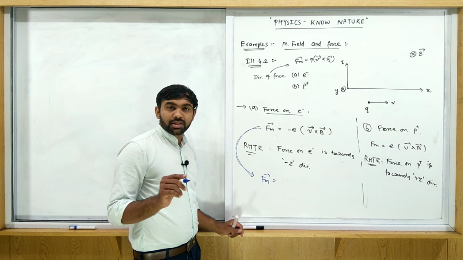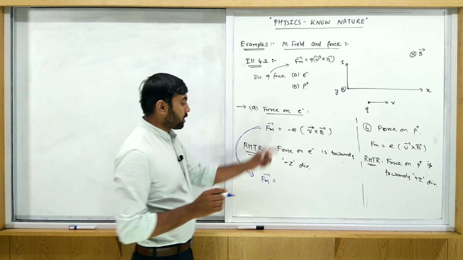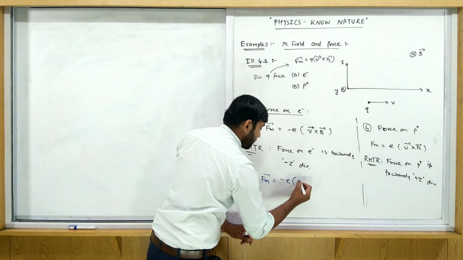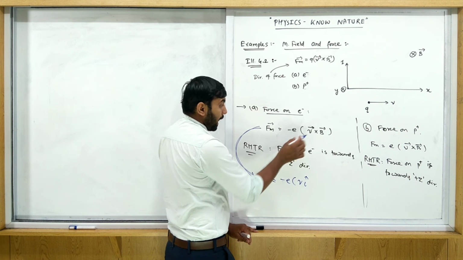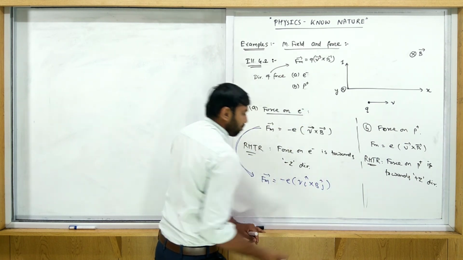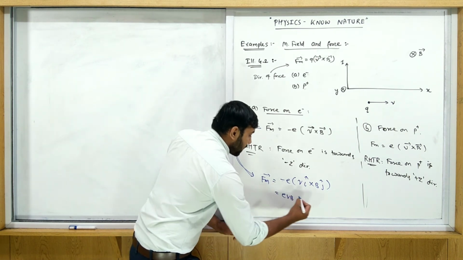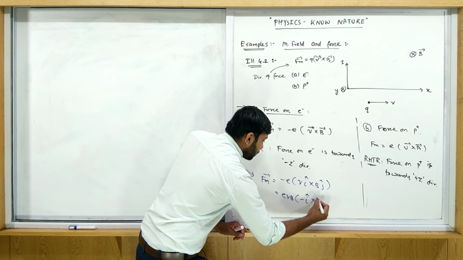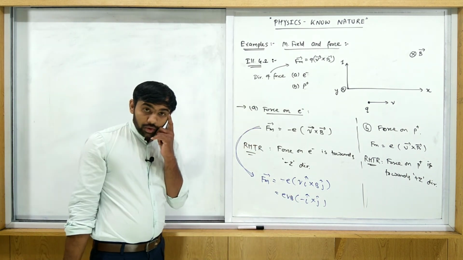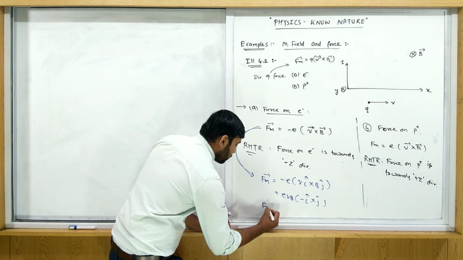Here sometimes you can make mistakes, okay, but let's solve it once. Fm is equal to minus e. V is along x axis, so v i, and B is along y axis, so cross B j. So you have to find out the direction. Take e v B outside, minus i cross j. You find the direction of minus i cross j. i cross j is equal to k. i cross j is equal to what? k.